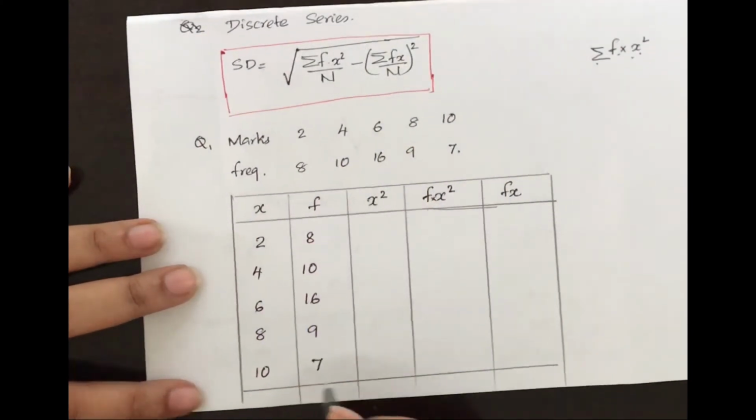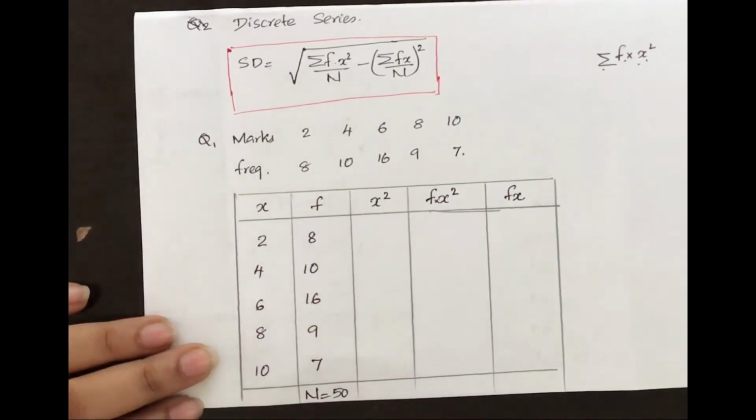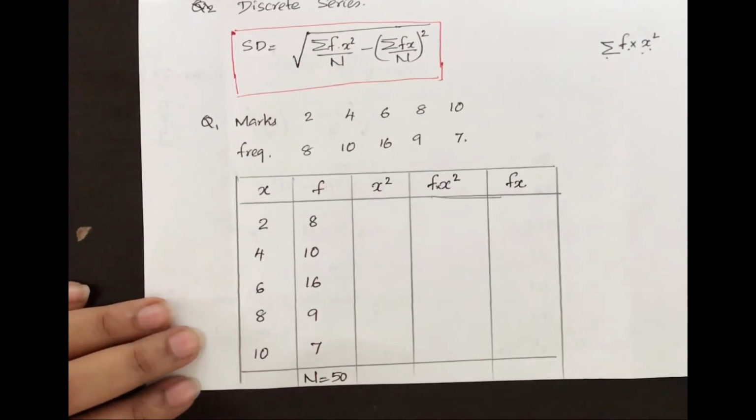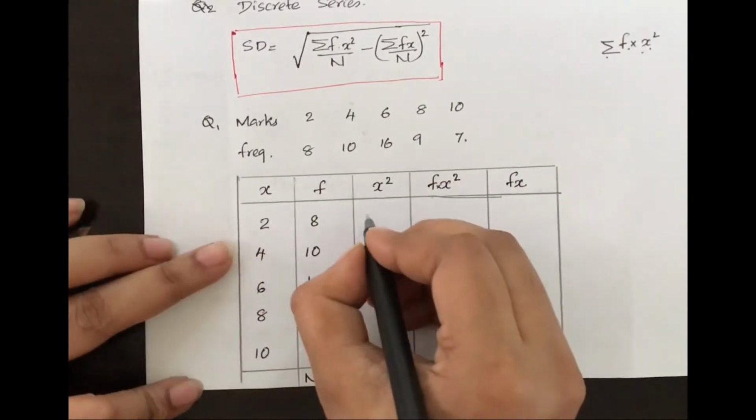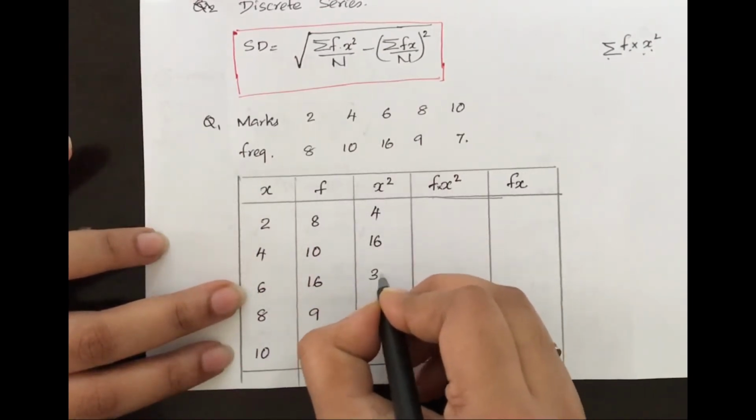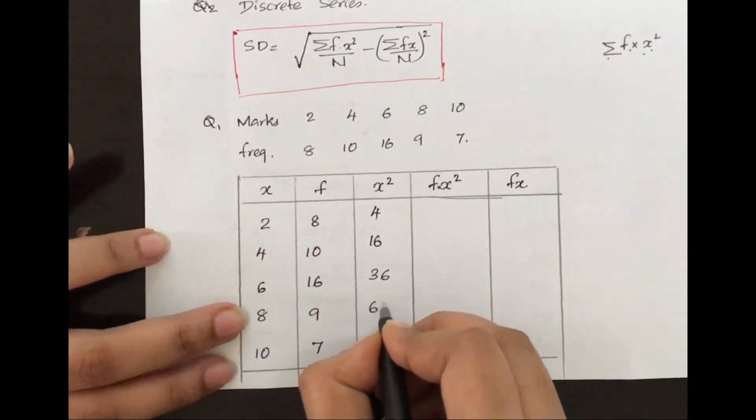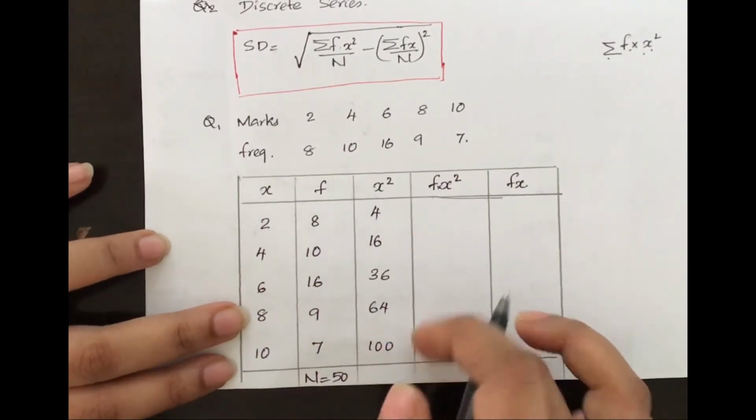N is the column total of f. So n is equal to 50. Now x square, squares of x, that is 4, 36, 64 and 100. This is the x square value.